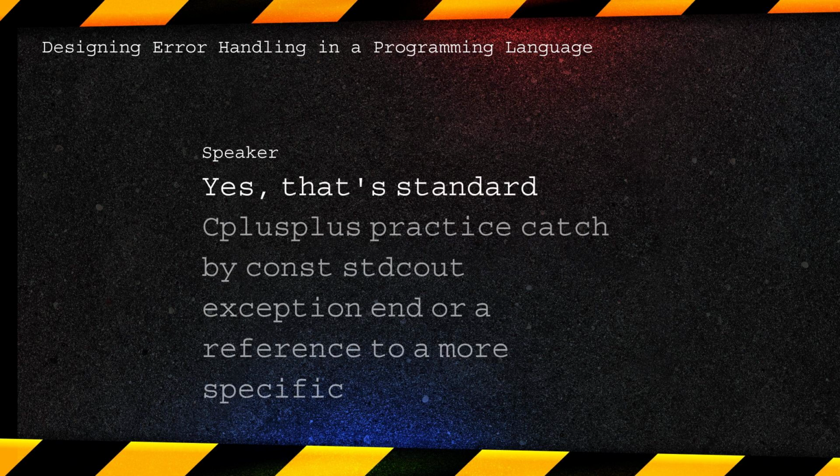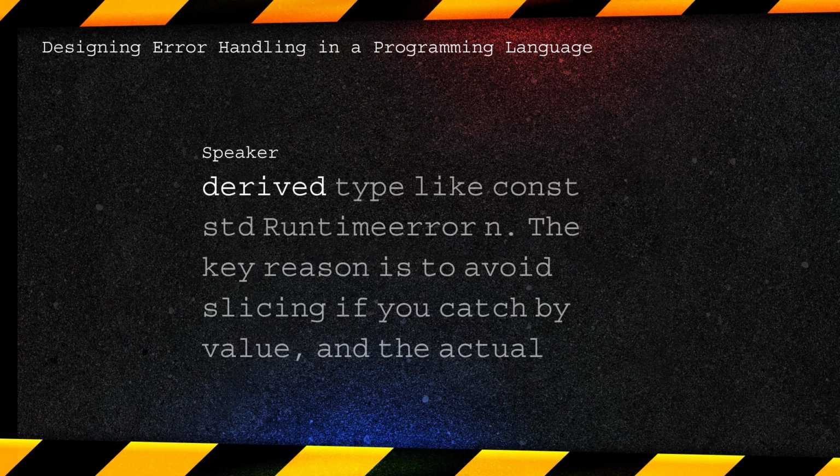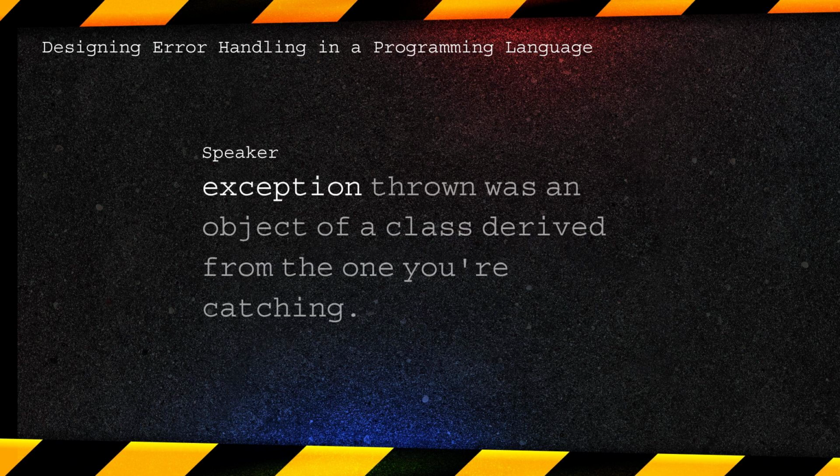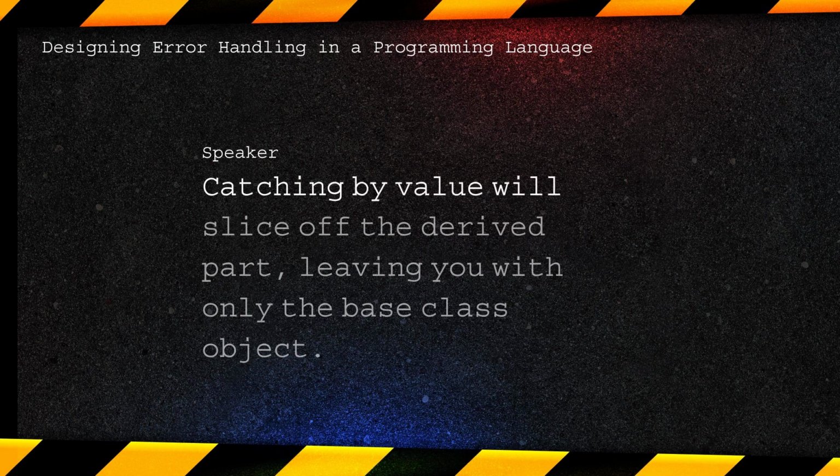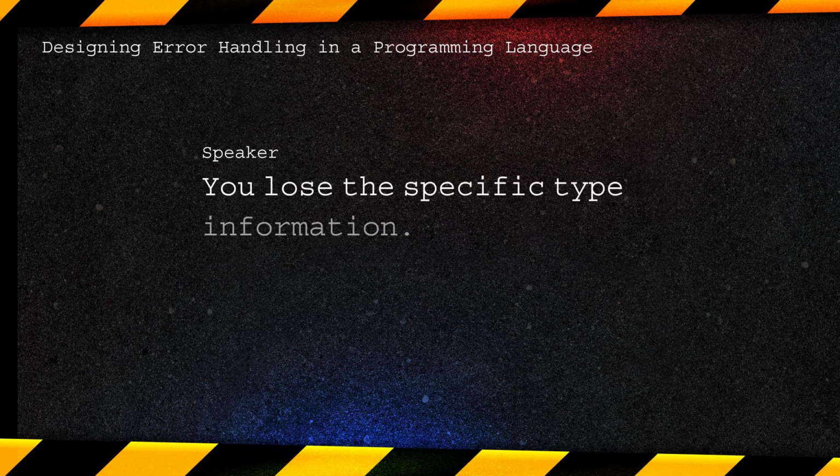Yes, that's standard C++ practice. Catch by const std::exception& or a reference to a more specific derived type, like const std::runtime_error&. The key reason is to avoid slicing. If you catch by value and the actual exception thrown was an object of a class derived from the one you're catching, catching by value will slice off the derived part, leaving you with only the base class object. You lose the specific type information.